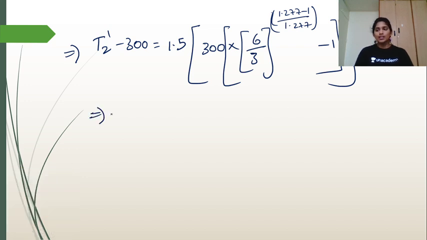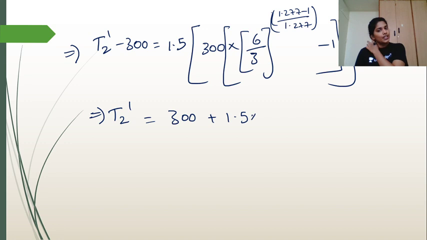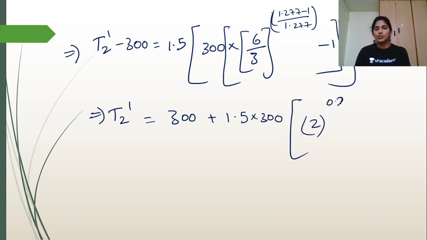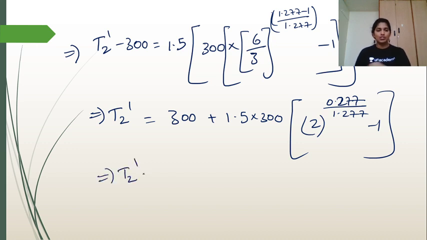So from this we get the final temperature T2 dash is equal to 300 plus 1.5 into 300 into (2 power 0.277 by 1.277 minus 1). Okay. So this is how you solve this problem, and the final temperature will be somewhere around 373 Kelvin, I guess. So this is how you solve this problem.